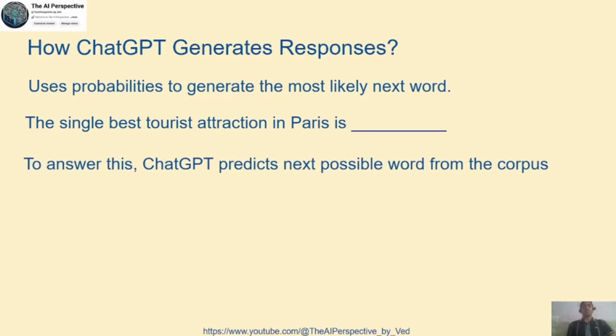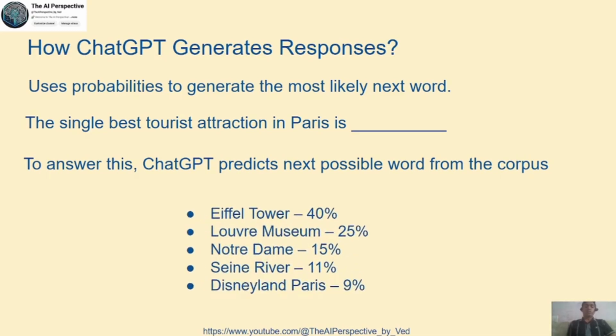To answer this, ChatGPT predicts the next possible word from the corpus. Corpus is just for understanding purposes. If you are not aware of the corpus, consider that this is all the words in the language. So all the possible words in the language are here. Then ChatGPT predicts a probability among all those possible words: what is the probability that that particular word will come next.